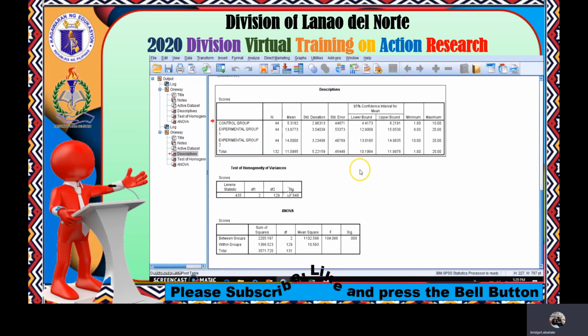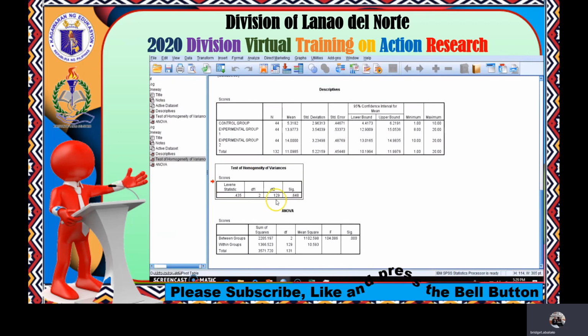Dirita sa test of homogeneity of variances. So, ato siyang tanawon to know if there is a significant difference between groups before the treatment or before the intervention. So as we may see, significance is 0.648. Therefore, this is more than the 0.05 alpha. Therefore, there is no significant difference among the pupils across groups, meaning homogeneous atong groups all throughout. So wala nagkalahi ilahang performance before the intervention.